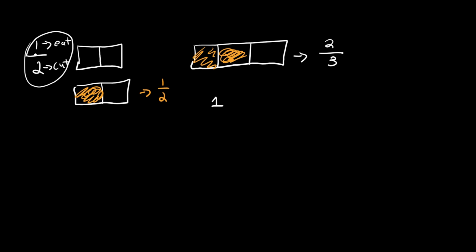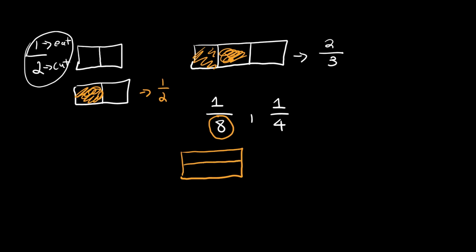Now I have a question for you. Which one is bigger, 1 over 8 or 1 over 4? You might be thinking that 1 over 8 is bigger, but that's not true. Let me show you why. This chocolate bar was cut into 8 equal pieces, and this one here was cut into 4.